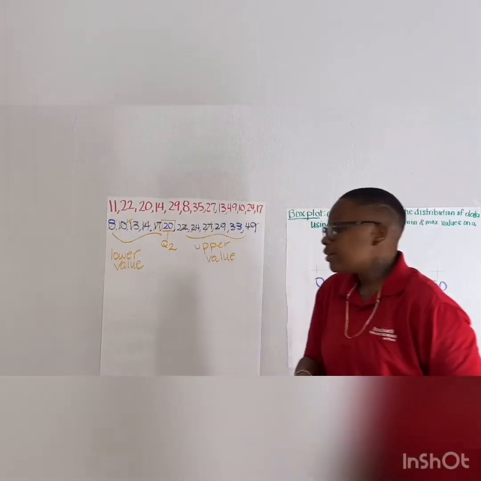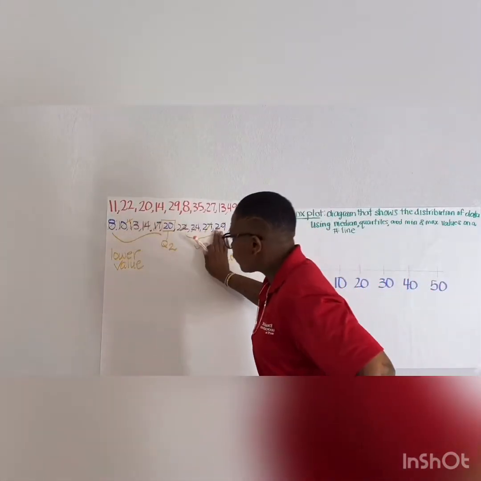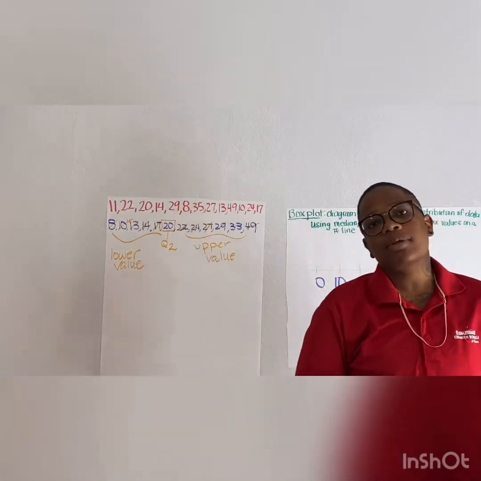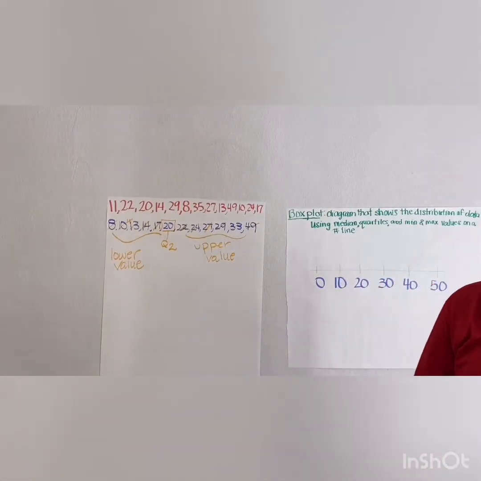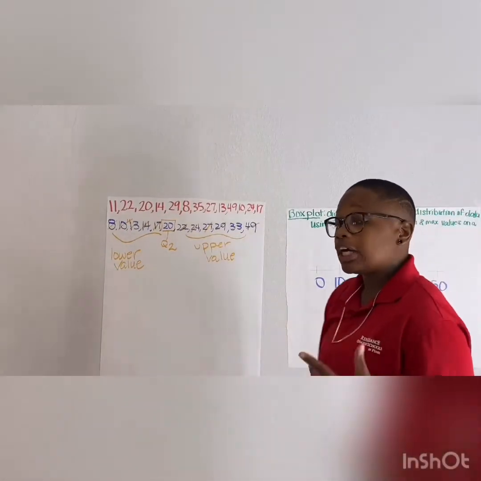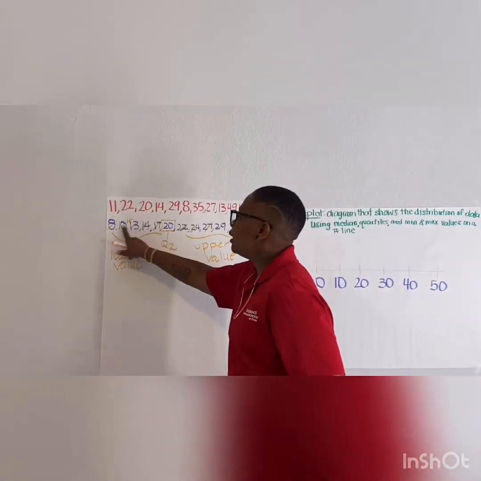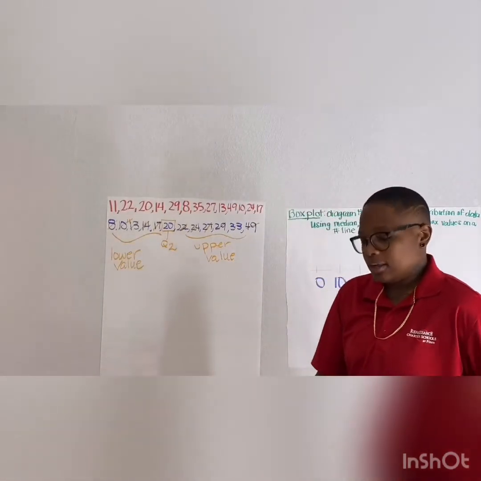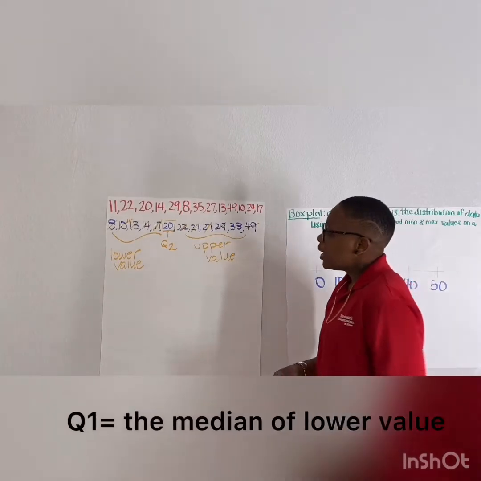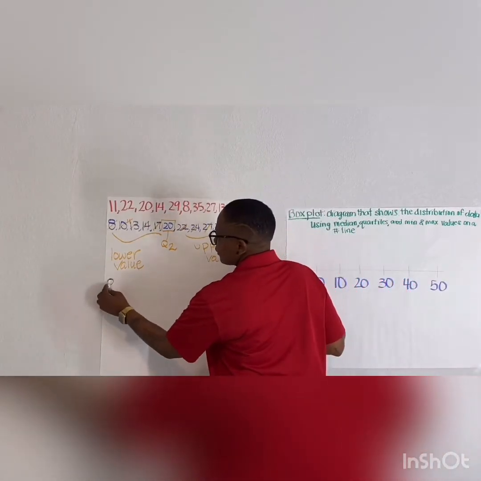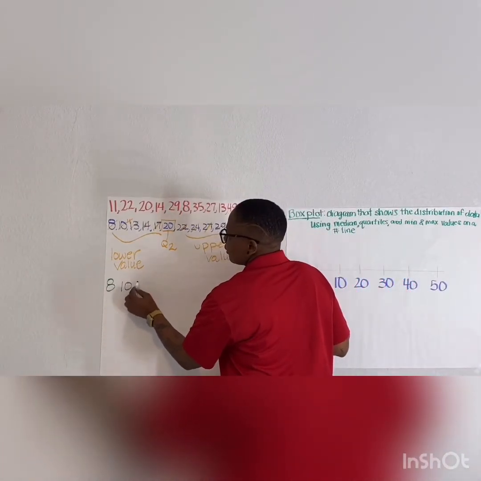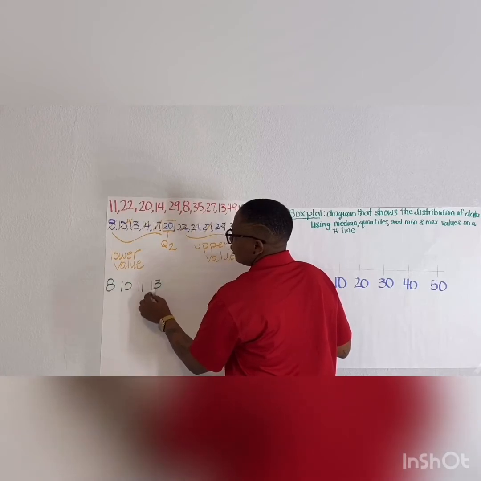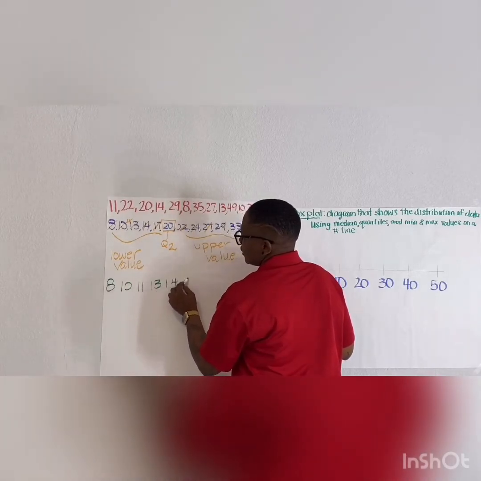So now that we have these broken up into 2 equal parts, I need to work on finding my quartile 1. And we find quartile 1 by finding the median of your lower value. This is how we're going to do that. So I have 8, 10, 11, 13, 14, and 17.